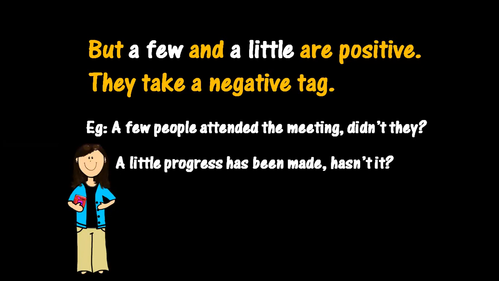If it is few people attended the meeting, we treat it as a negative and we add did they. Little progress has been made, has it? So few and little are negative words. A few and a little are positive. Based on that, we add a negative or positive tag.